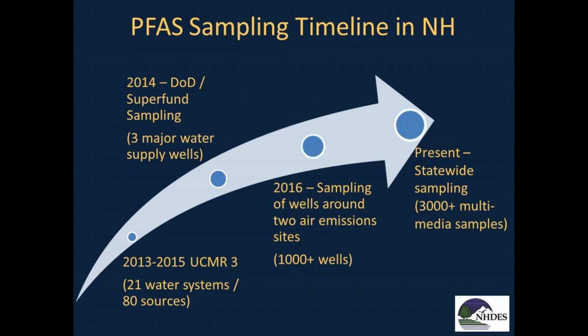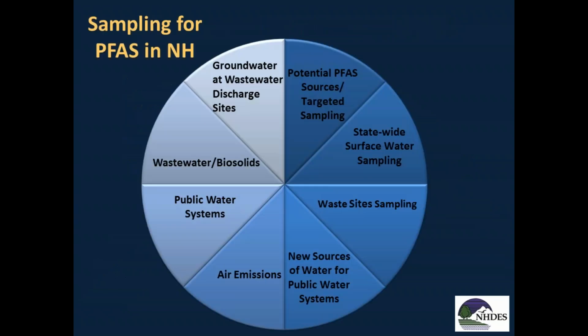In 2016 alone, we sampled about 1,000 private wells in response to a couple of those air emission sites that we determined to be contaminating private and public water supply wells. And since 2016, we've now collected over 3,000 samples, and it's gone beyond just drinking water. It's also been waste site groundwater sampling, wastewater, biosolids, soils. There's even been fish sampling that's been conducted in the state.